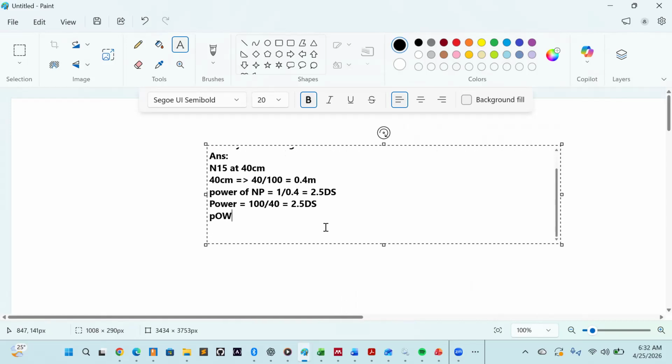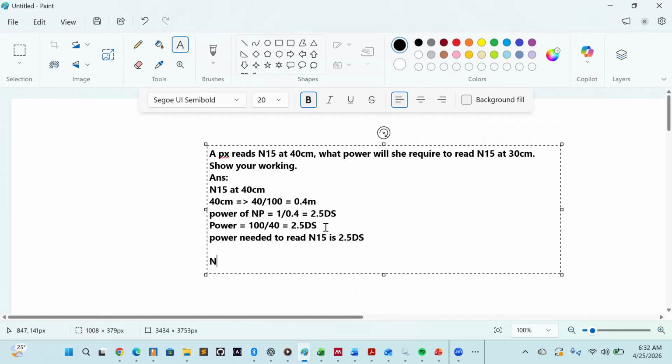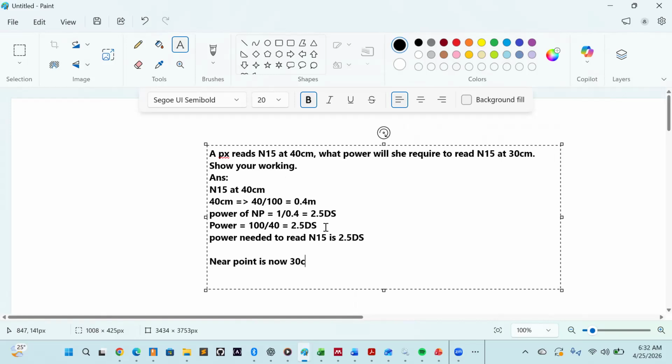So that means the power needed to hit M15 is 2.5 diopters. So what power is now required to hit M15 at the same time? So now the near point is now 30 cm. So what power will we now require? The power needed again for 30 cm.